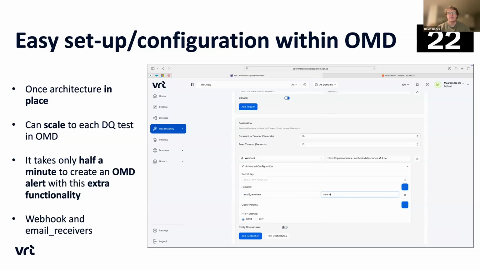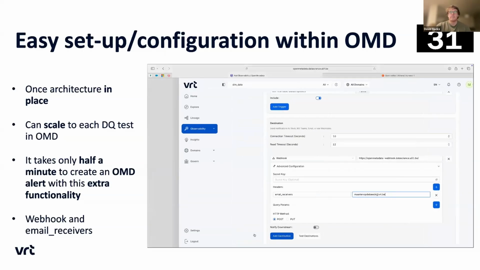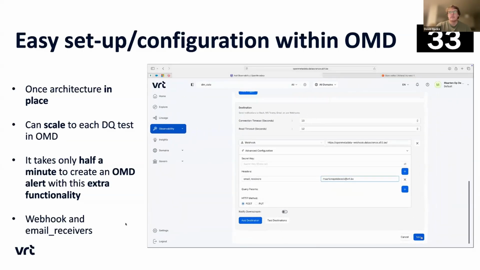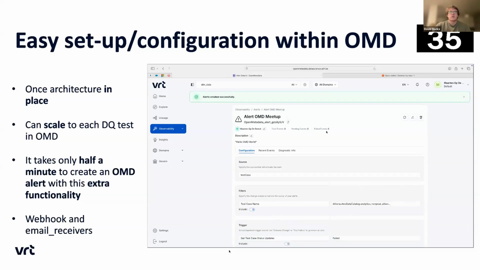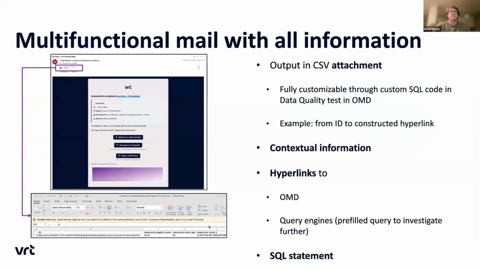And we also specify email receivers because we want some more flexibility on who we want to send the email to. We don't always want to rely on the owners of the data quality tests. So very quick to set it up. Now, how does it look?